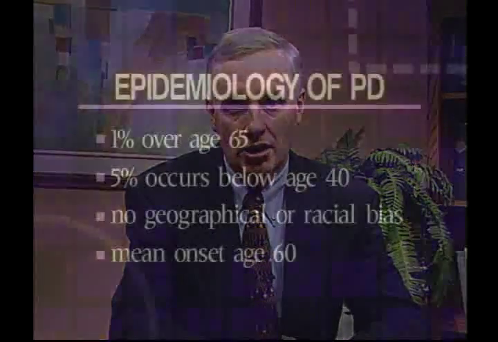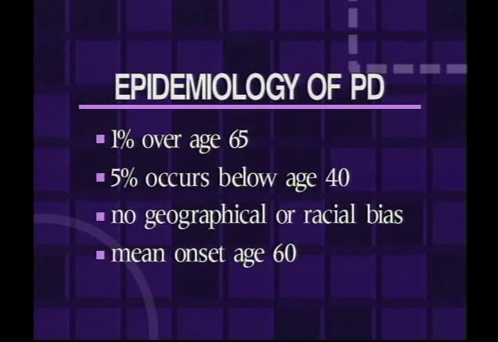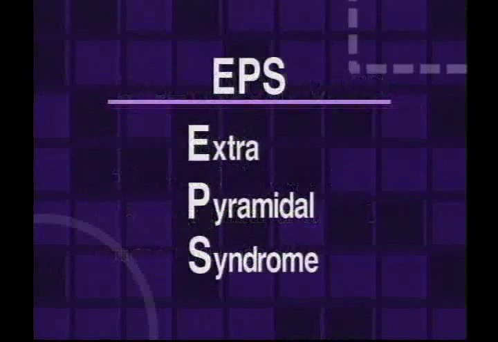and other symptoms. Parkinson's disease, if we look at the epidemiology as seen on the next slide here, occurs in 1% of folks over the age of 65. So it's not an uncommon disease. However, it's not a very common disease. Remember, although it's commonly associated with people over the age of 60, about 5% of all Parkinson's disease occurs in younger people, those individuals below the age of 40. There's no geographical or racial bias to this disease. Anybody can get it.